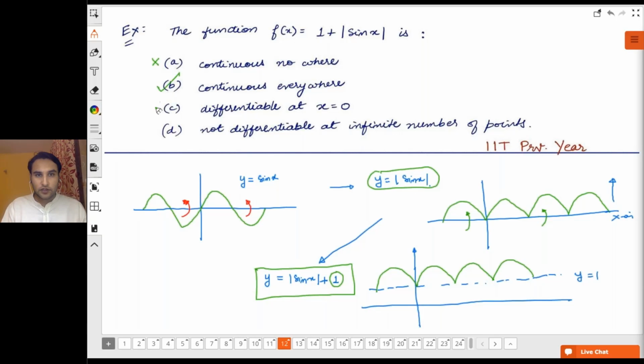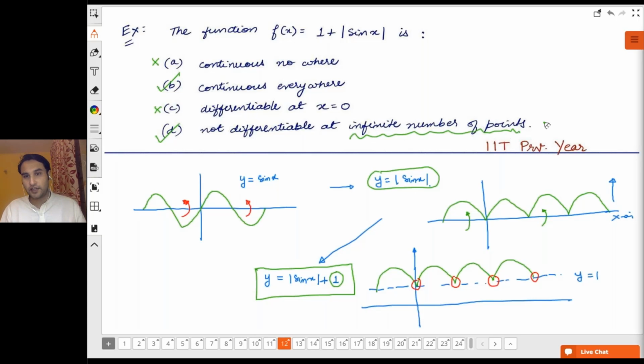Of course, no. Differentiable at x is equal to 0? No. You see, there are so many sharp corners. Sharp corner, sharp corner, sharp corner, sharp corner, everywhere. How many sharp corners will be there? The sine graph keeps going, right? So there are infinite sharp corners. So the answer is yes. It is not differentiable at an infinite number of points.